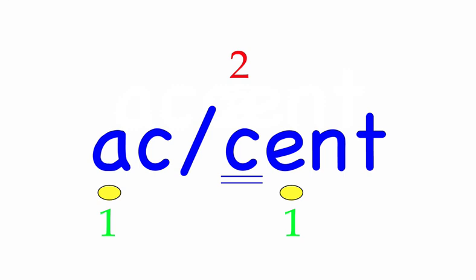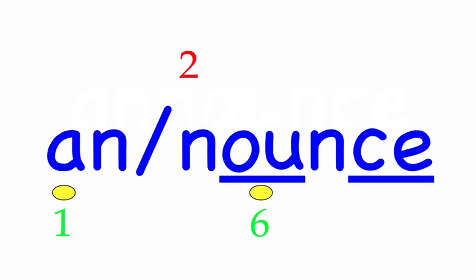Announce. When will they announce the winner? An has two sounds: A, N. Nounce has four sounds: N, OW, N, S. Announce. Mark the word.